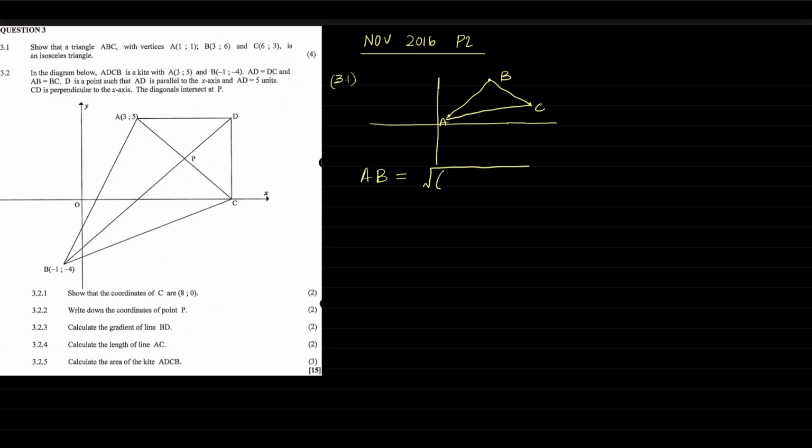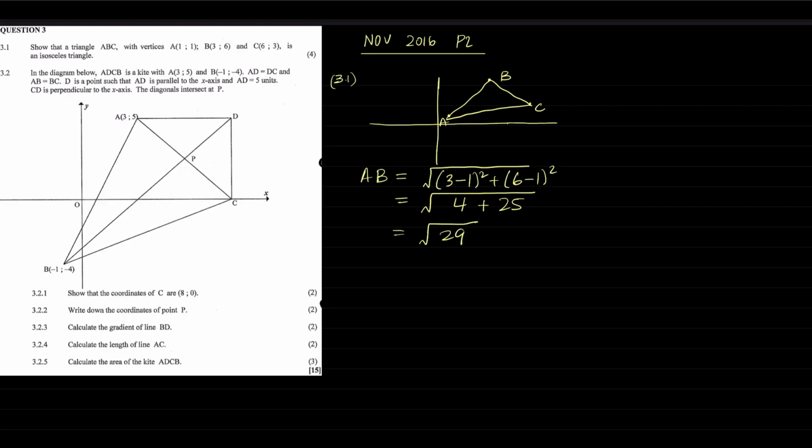So AB is going to be 3 minus 1 all squared plus 6 minus 1 all squared. We can then simplify that as 3 minus 1 is 2, 2 squared is 4, plus 6 minus 1 is 5, 5 squared is 25. And so AB is the square root of 29. And that's its length. We don't need to simplify it.